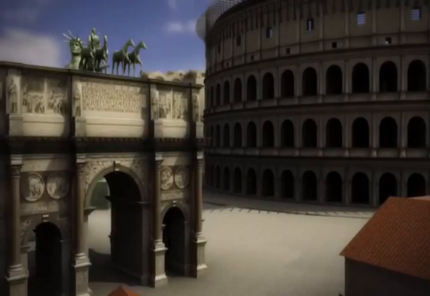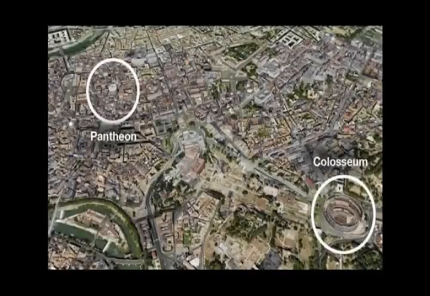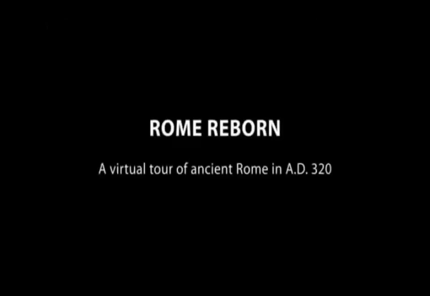We don't have everything, so you could visualize what the Pantheon looked like or the Colosseum. They're a mile apart in the city. What was everything else? Most of it is missing, so the visualization is trying to put the whole city together. And so let's take a look.